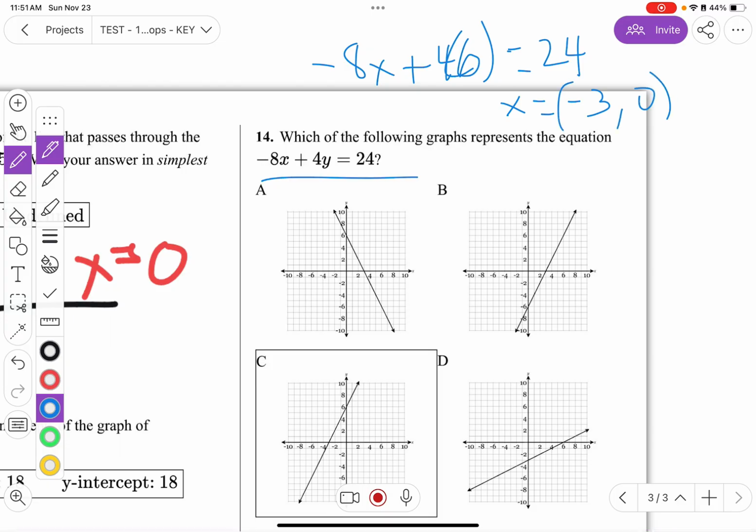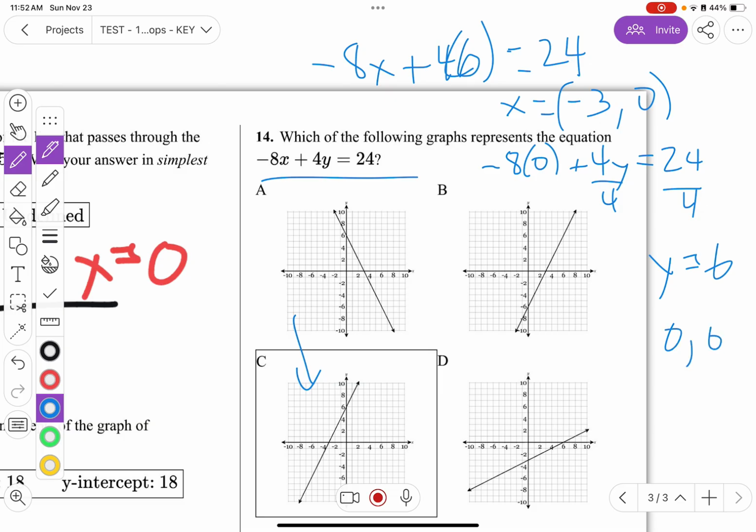Okay, so you look and say, oh, well, this is easy, right? So the only one that goes through minus 3, 0 is C. So you already know what the answer is, but let's double check. So what if x is 0? So minus 8 times 0 plus 4y equals 24. So divide by 4, y equals 6. Okay, so we're also looking for the point 0, 6. Well, that's up there, right? So there we go.